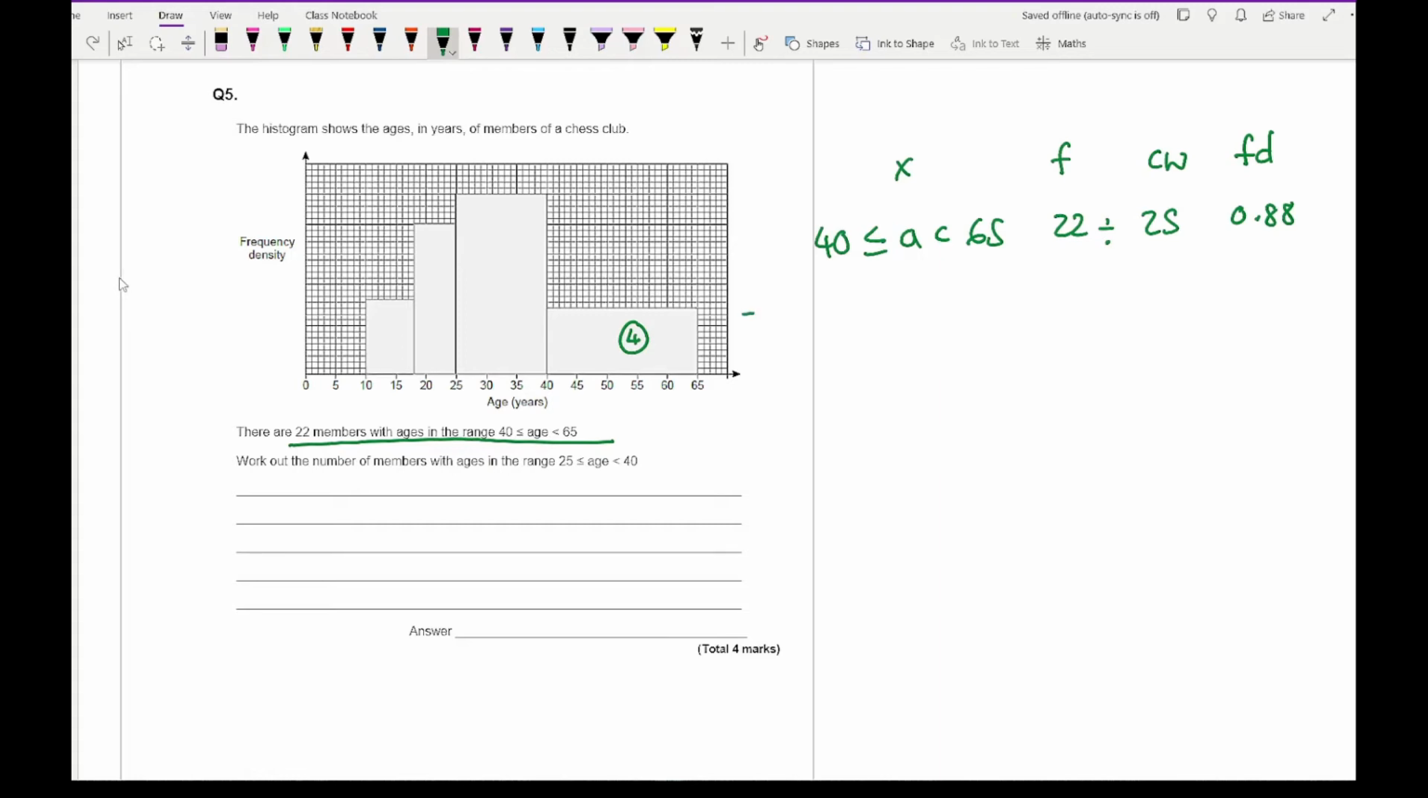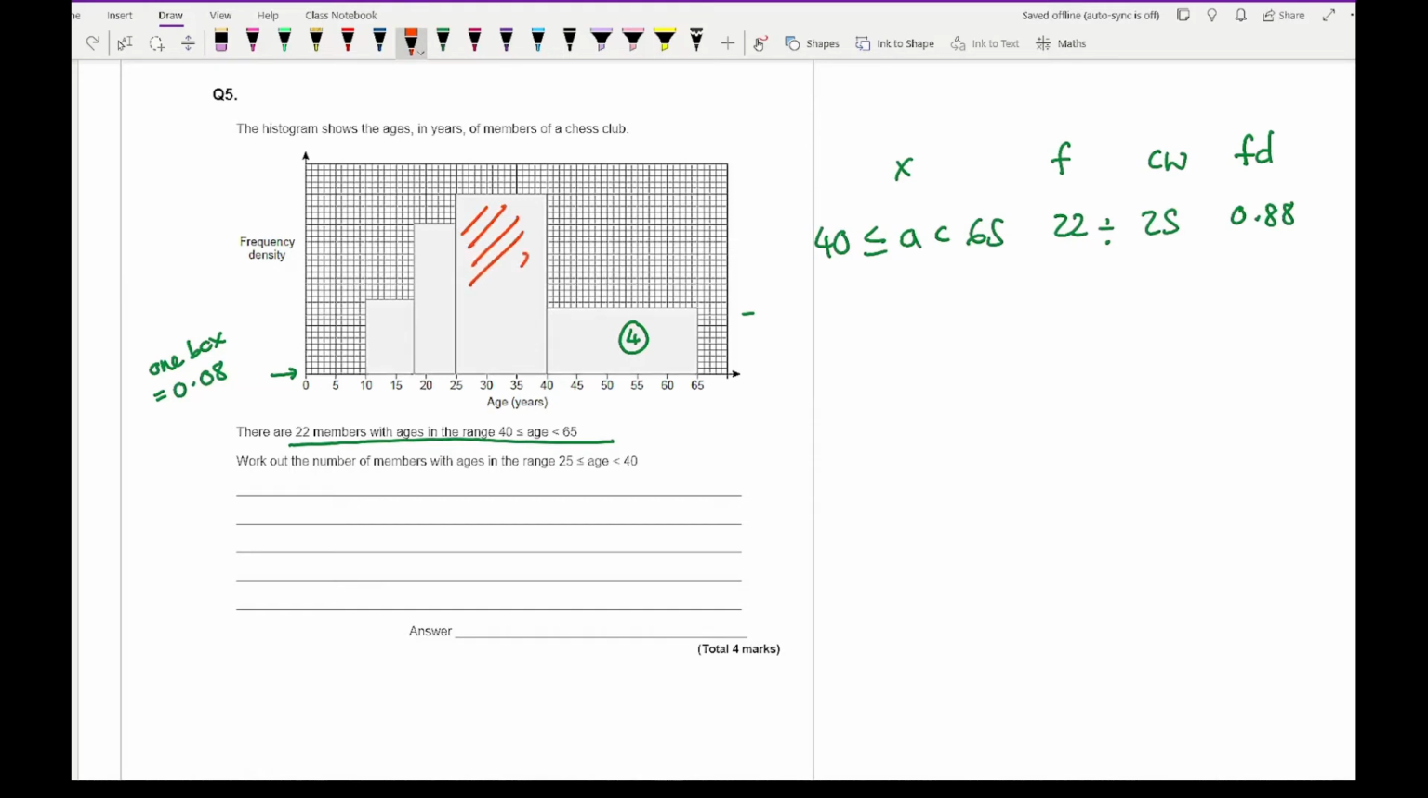So from this, what we can then do is work out what the labeling of the frequency density is going to be. So here we've got 11 bars equals 0.88. So that means that 1 bar is going to be, rather awkwardly, 0.88 divided by 11, so that equals 0.08. So one little box equals 0.08. Now what we're then wanting is to work out the area, the frequency of this block here.